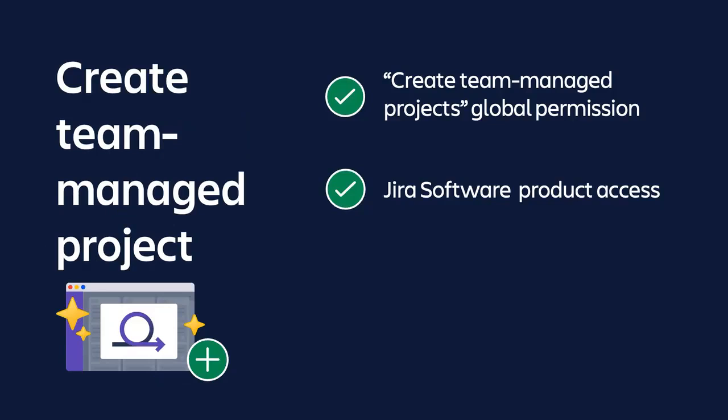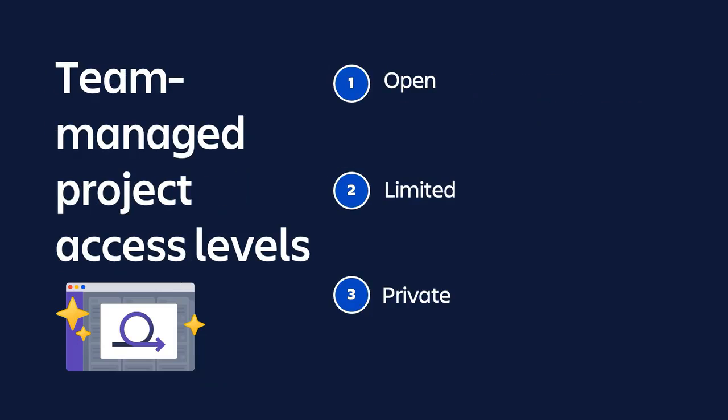In order to create a team-managed project, a user must have the Create Team-Managed Projects global permission. They must also have Jira Software product access. When a user creates a team-managed project, they can determine the access level for the project. It can be open, limited, or private. Let's look at those access levels in more detail.